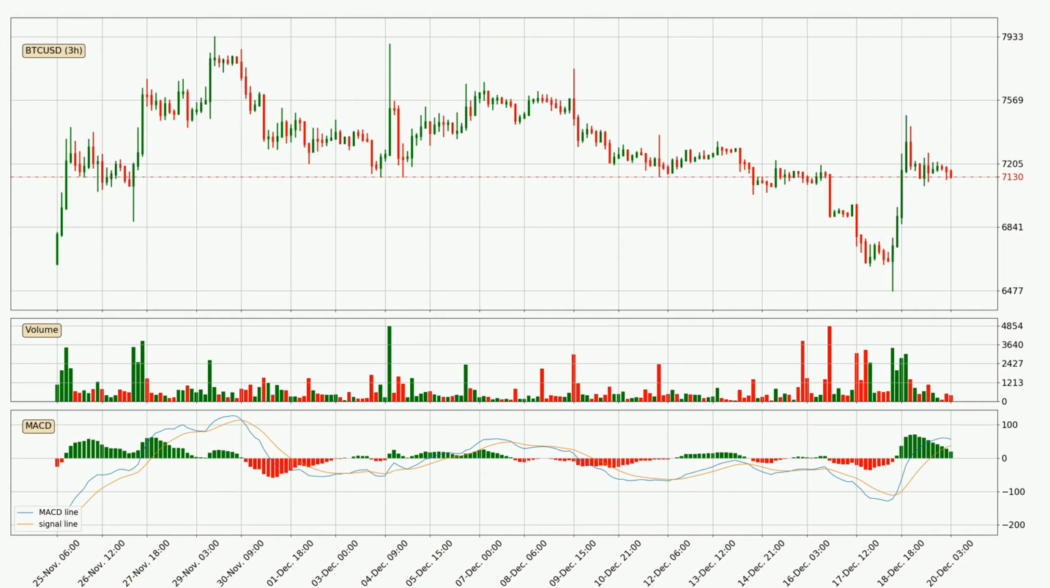Jumping to the 3-hourly MACD, the MACD line is above the signal line, meaning that the trend is currently on the up. However, the MACD histogram shows that the momentum is currently shifting to the downside and it could be expected that the price will consolidate, and it is better to wait and see if the MACD line will cross the signal line, which will be bearish.